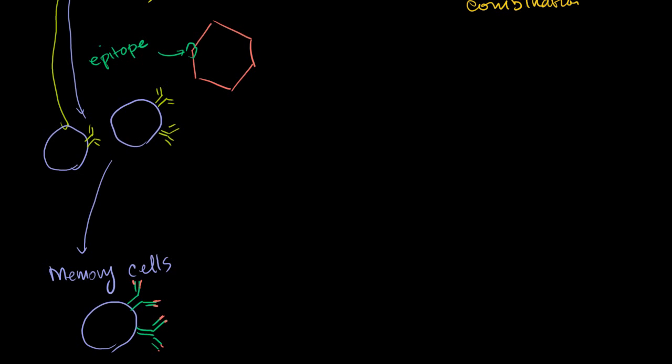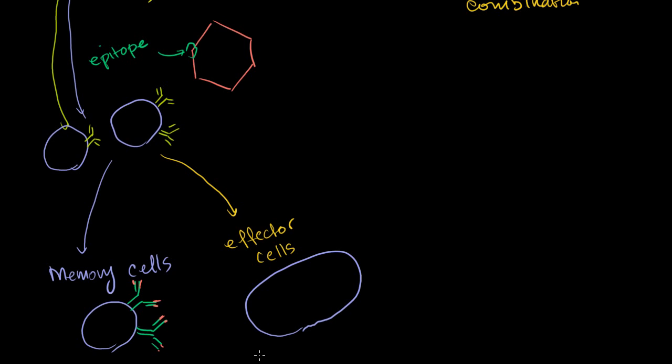And then some of them are going to turn to effector cells. Effector cells are generally cells that actually do something. What the effector cells do is they turn into these effector B cells, or sometimes they're called plasma cells. They're going to turn into antibody factories. And the antibodies they're going to produce are exactly this combination that they originally had membrane bound.